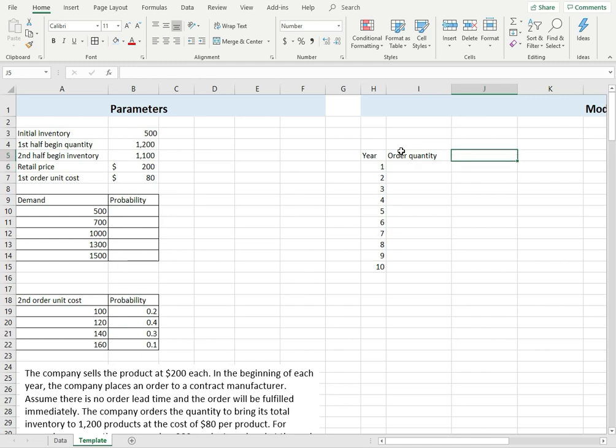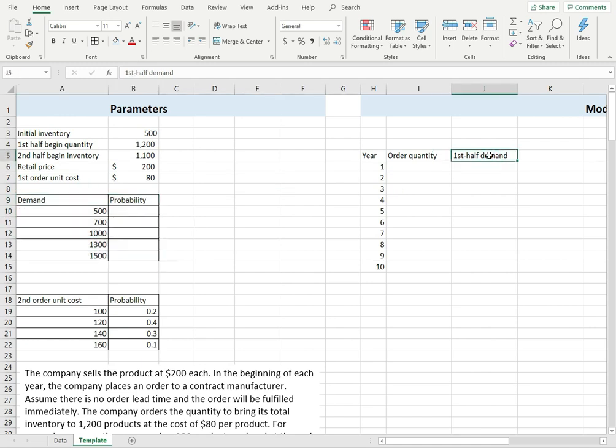Once I know the order quantity, what's next? Well, now I know my inventory is 1200 and then I can use it to fulfill the demand in the first half. So I would need to find out what's the first half demand. Okay, first half demand. That's something I don't know. That's something I need to simulate.